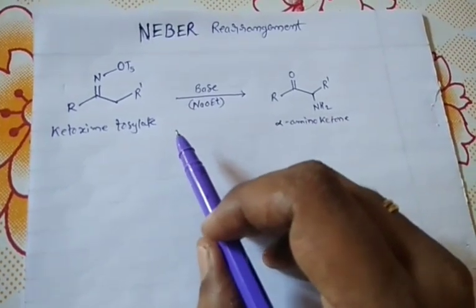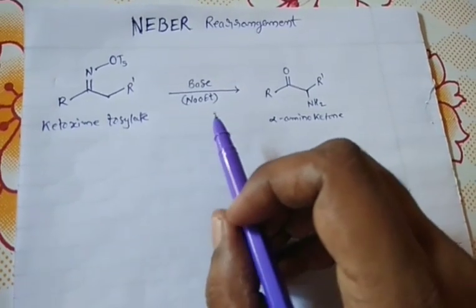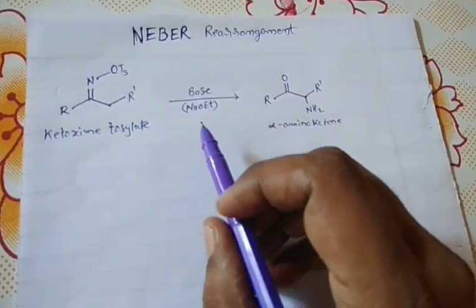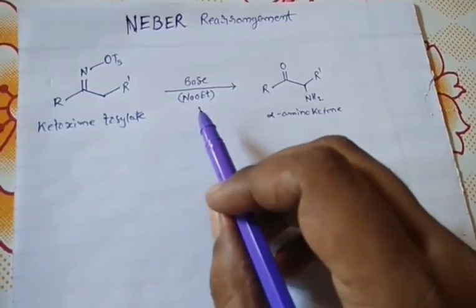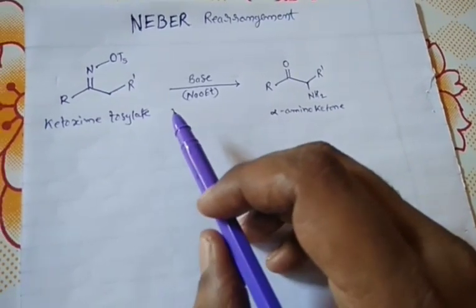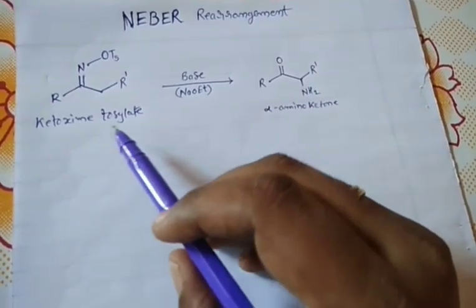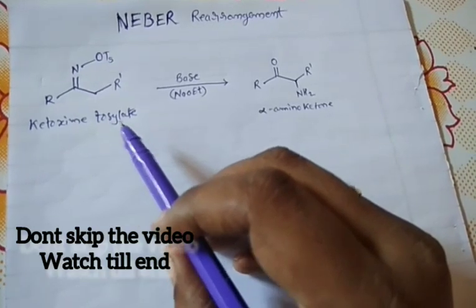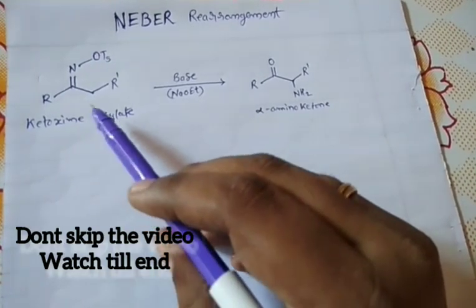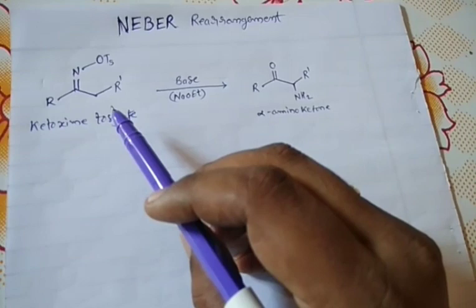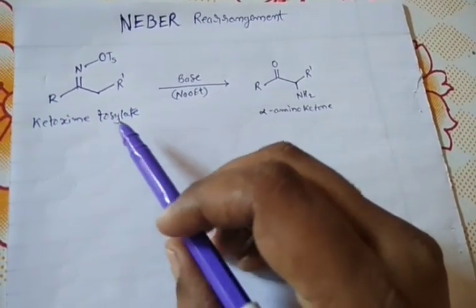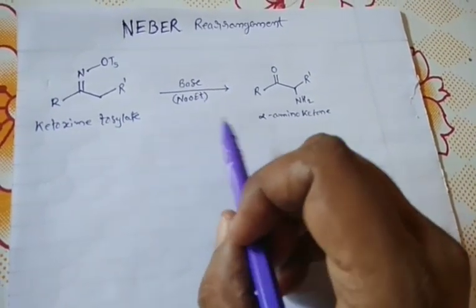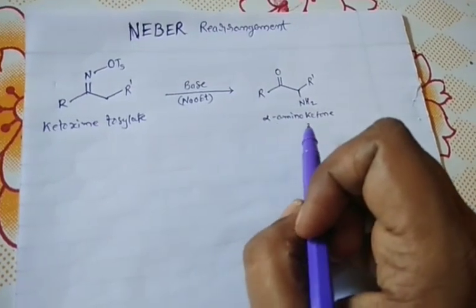Now this reaction is catalyzed by a base, and generally the usual bases are sodium methoxide or pyridine. And one more thing is that this ketoxime tosylate should have an alpha proton or alpha hydrogen atom, which can be abstracted by the base to give the alpha amino ketone.